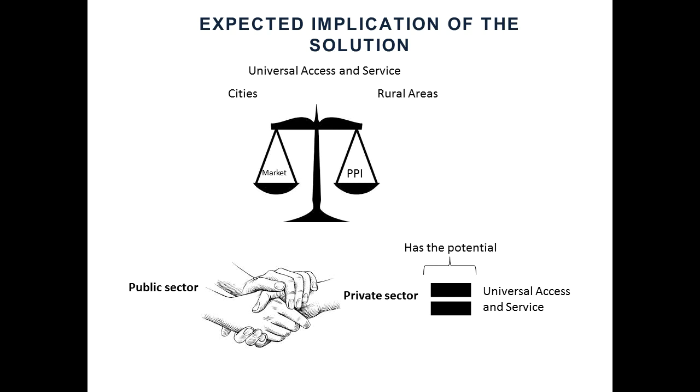And if you look at this scale, I call this scale the universal access and service scale. This does not imply that where the market forces operate, there is no public-private interplay. Rather, what I'm saying here is that we need more PPIs, more public-private interplays in rural areas to balance the scale.